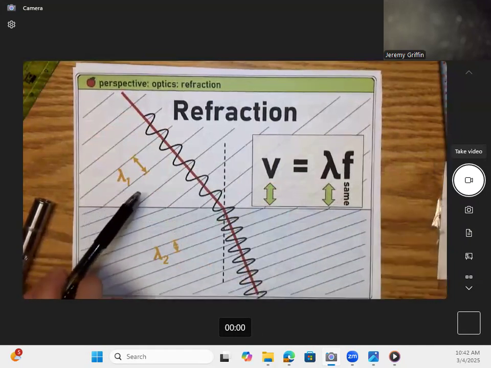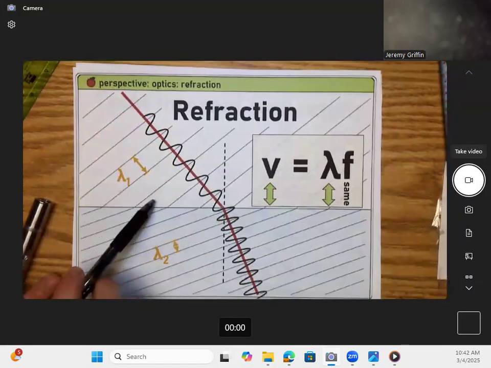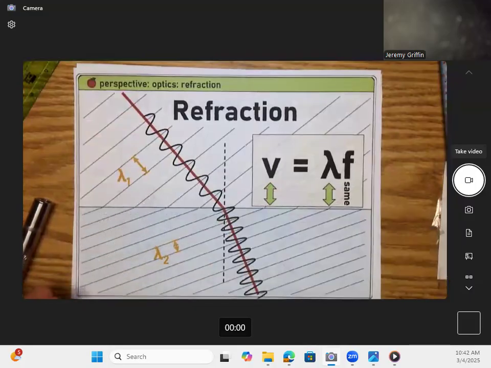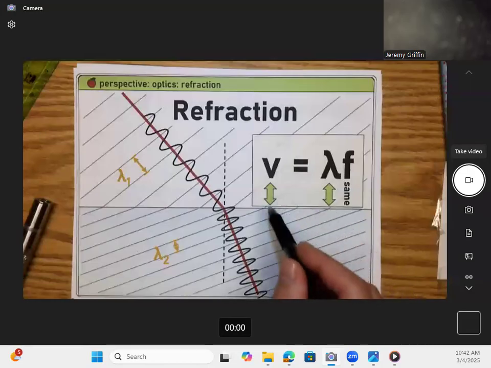Isn't it true that the frequency of these crests leaving the air has to exactly match the frequency of the crests entering the water? Bleep, bleep, bleep. Here, bleep, bleep, bleep. It's the same frequency. Now, there are other ways to explain this too. That's the way I think of it. I've seen slightly different explanations, but ultimately, the speed goes down, so the wavelength goes down, so it bends, it refracts.